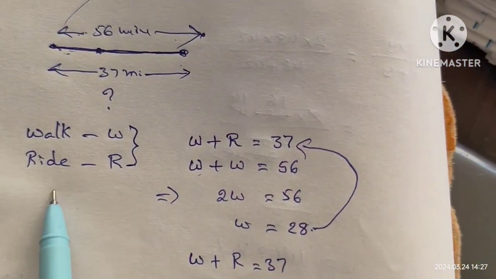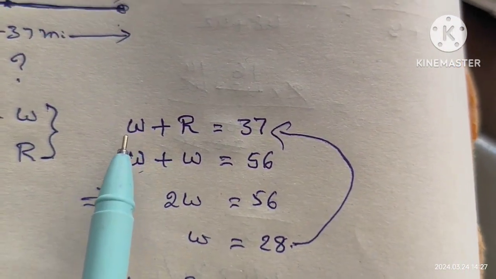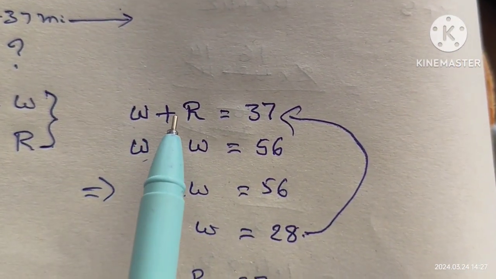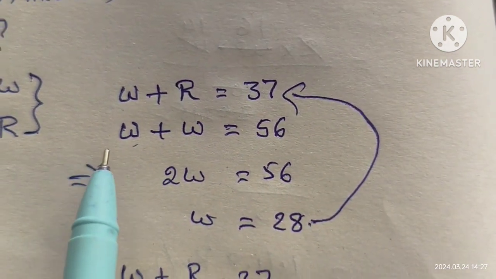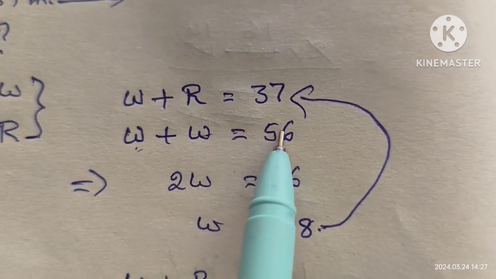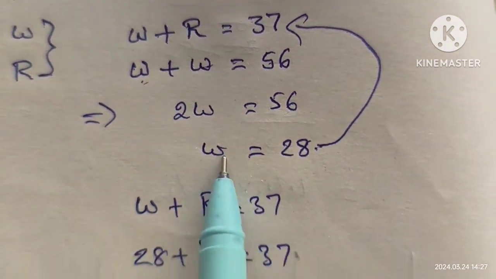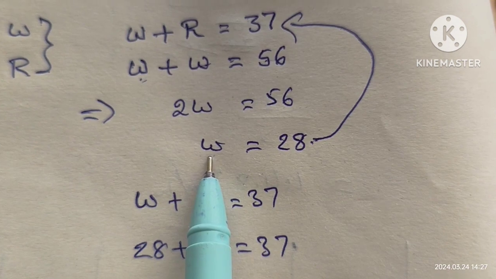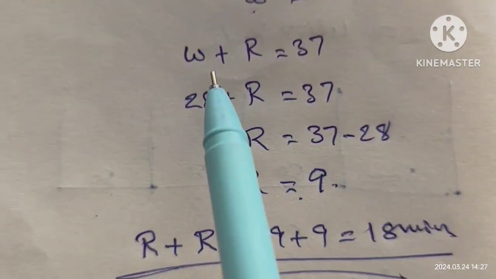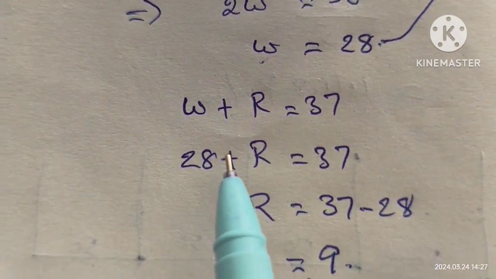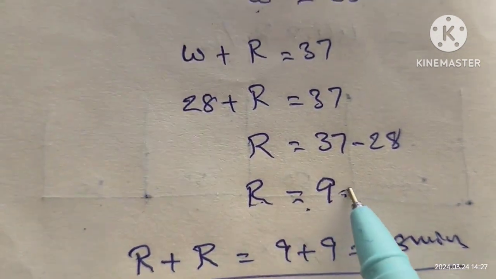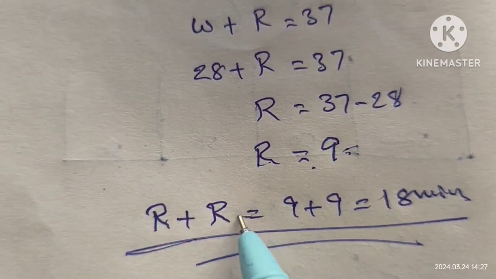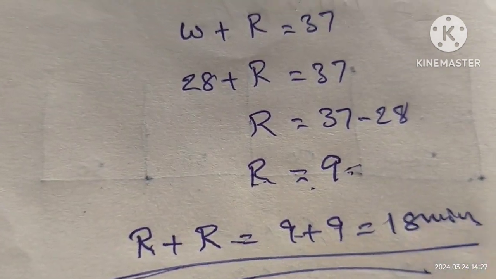So two ways are there. In the first, he walked one way and rode the second way in 37 minutes. And the second time he walked both ways in 56 minutes. So I calculated the time for walking one way. After that, by substituting the value in the first equation, you get how much time he took for riding. Now for both ways riding, 9 plus 9, 18 minutes. That is the sum.